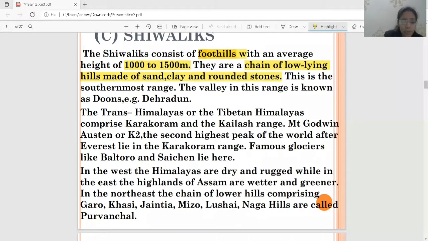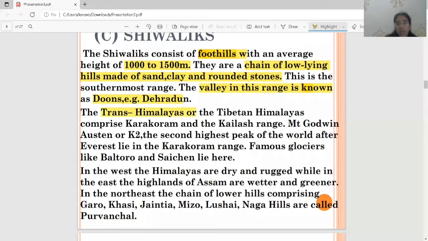This is made up of your sand, clay, and rounded stones. The valley in this range is known as dunes. Underline, the valley in this Shivalik range is known as dunes, and one example is Dehradun.